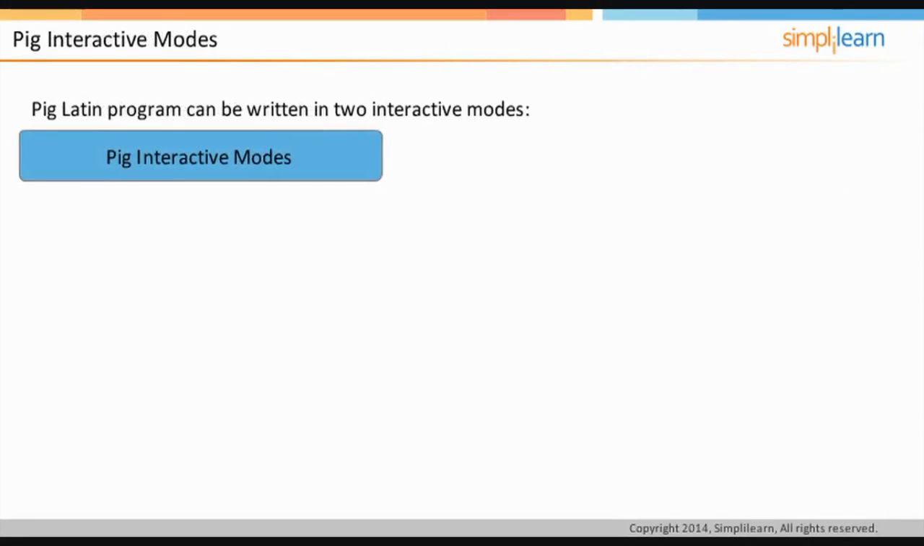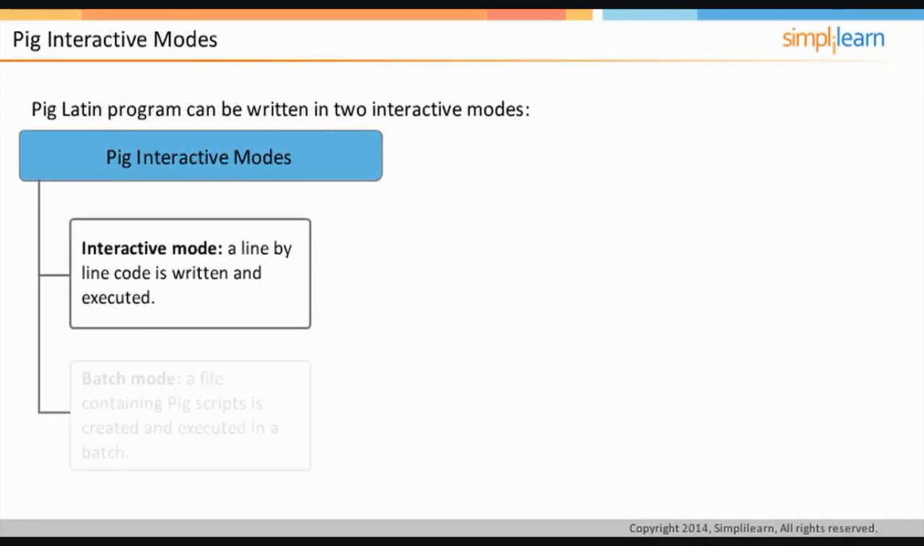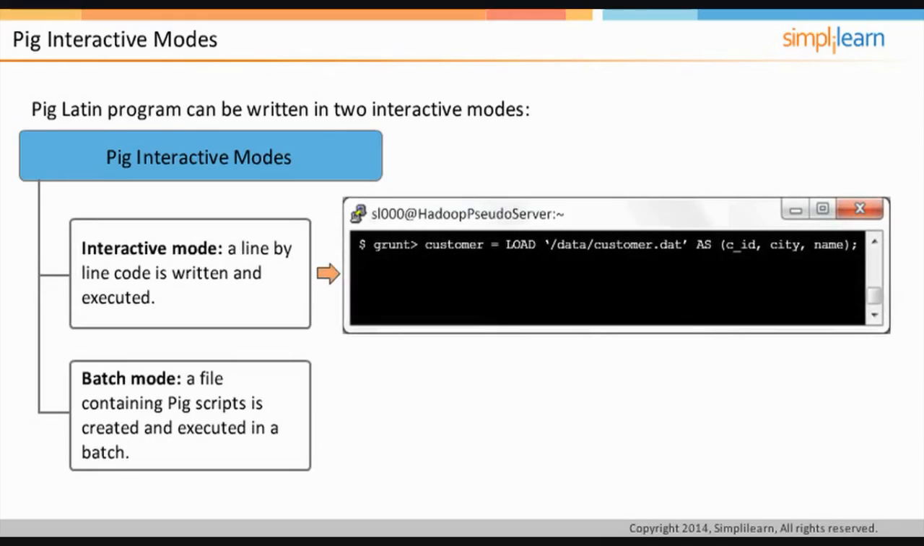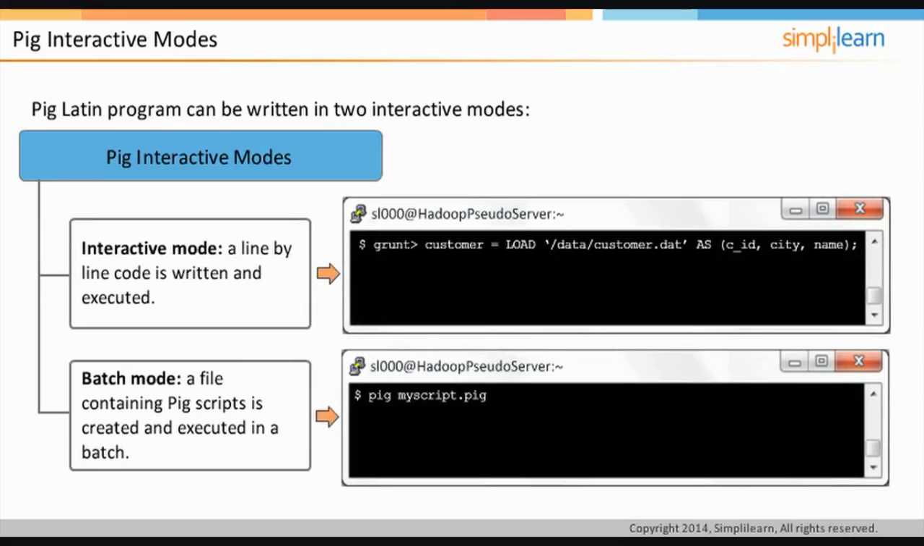The two modes in which a Pig Latin program can be written are the interactive mode and batch mode. Interactive mode means coding and executing the script line by line as shown in the image. In batch mode, all scripts are coded in a file with the extension .pig as shown in the image, and the file is directly executed. In the next screen, we will understand the salient features of Pig.